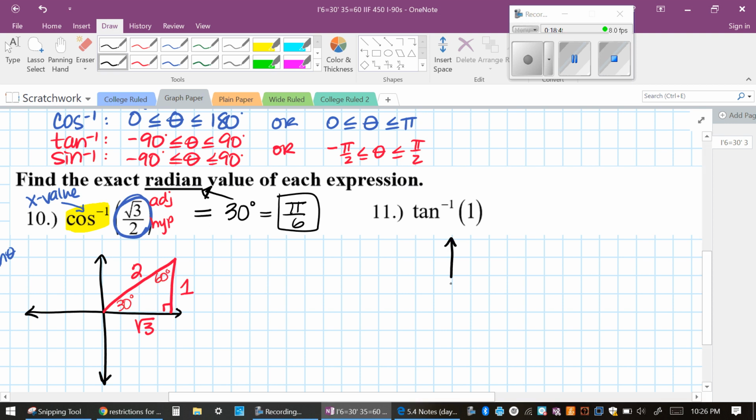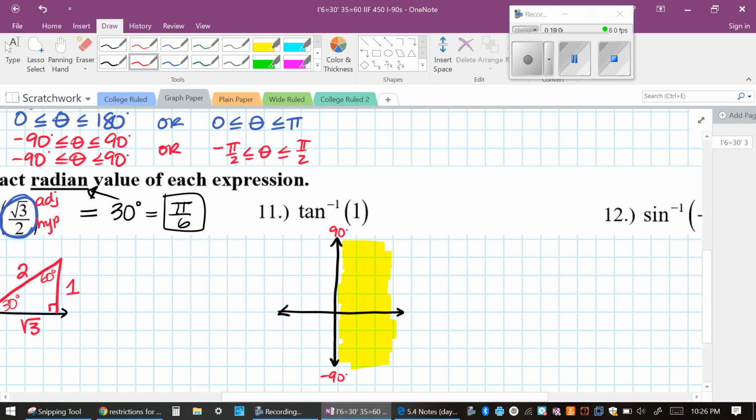Tangent inverse is restricted to quadrants 1 and 4 because I'm restricted between negative 90 and positive 90. And if you look, they're saying that the tangent is positive 1. So think about your ordered pairs: cosine, sine.